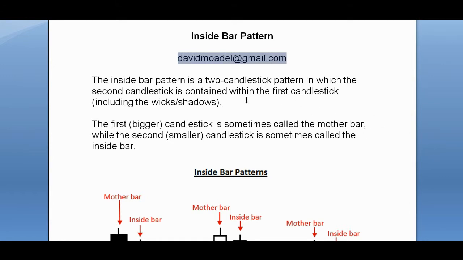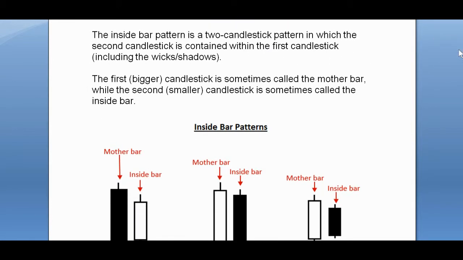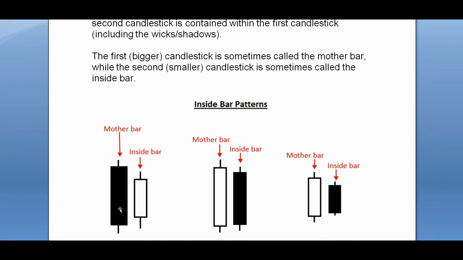All right, so this is the inside bar pattern. It is a 2 candlestick pattern in which the second of the 2 candlesticks is contained within the first candlestick. And that includes the wicks or shadows. The first or bigger candlestick is sometimes called the mother bar, while the second or smaller candlestick is sometimes called the inside bar. So you see how when you include the wicks or shadows, the second, smaller candlestick is contained entirely within the first one.